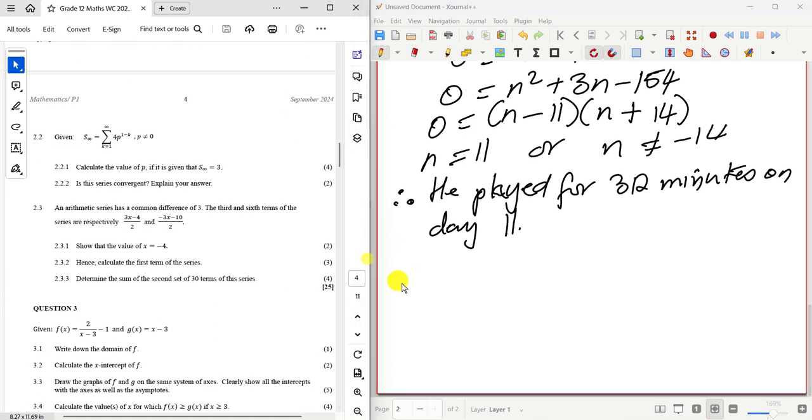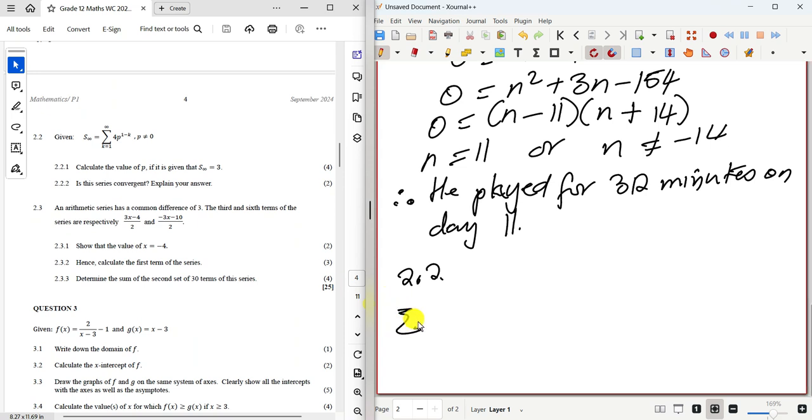2.2. You see, this is my favorite. The sum to infinity, let's see. 2.2.1, let me start here. Sigma from k equals 1 to infinity, 4p to the 1 minus k.